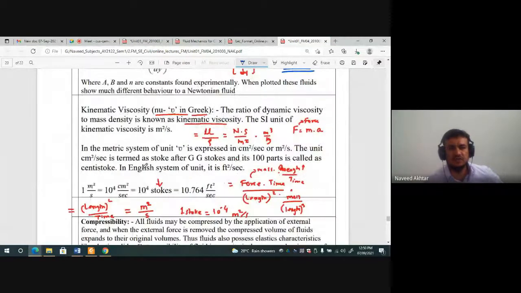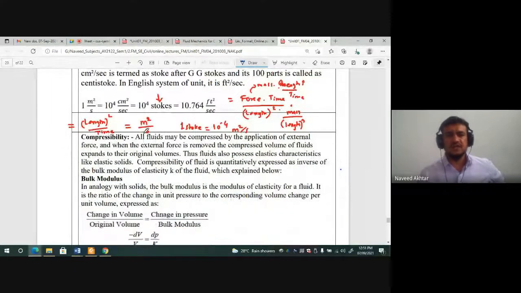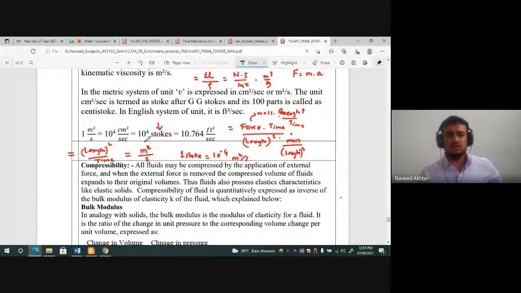Also we have seen the kinematic viscosity. It is nothing but mu upon rho, where rho is the density and mu is the dynamic viscosity. And it is measured in the stokes. So 1 meter square per second is nothing but 10 raised to 4 centimeters square per second.